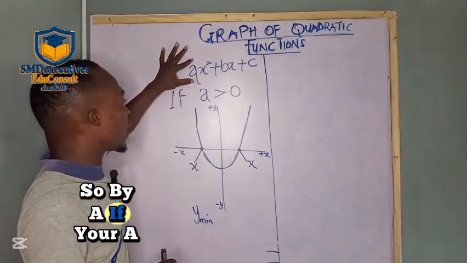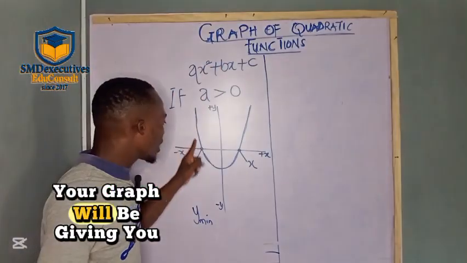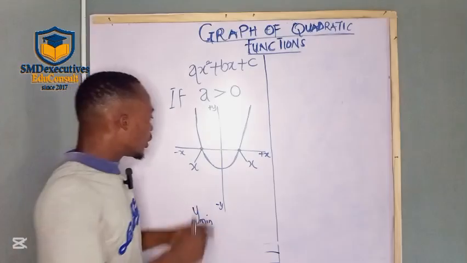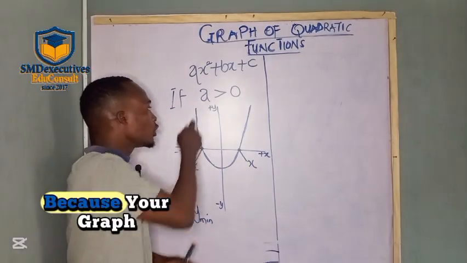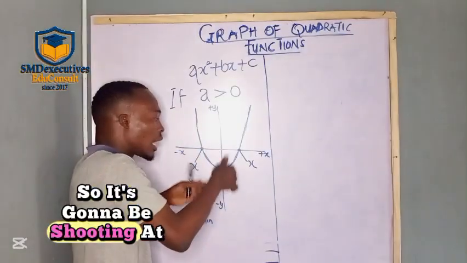So by a, if your a is greater than 0, take note of this. Number one, your graph will be giving you a letter U shape. Number two, you're going to be having a minimum point because your graph, since it's letter U, is going to be sitting down, shooting at the bottom.